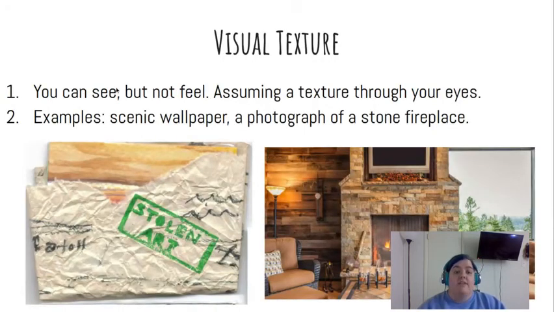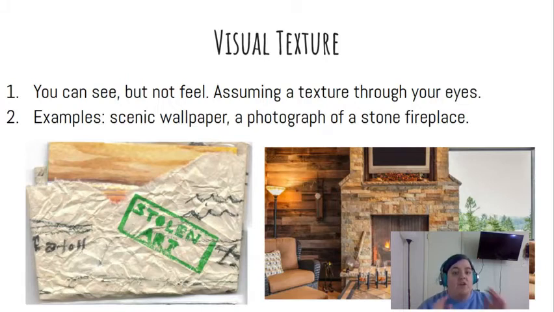Visual texture is things that you can see, but you can't feel them. So it's basically you're assuming a texture through your eyes. So examples of how that is in homes is that that could be scenic wallpaper. It could be photographs of different things, photographs of like a stone fireplace, as you guys kind of see right here.